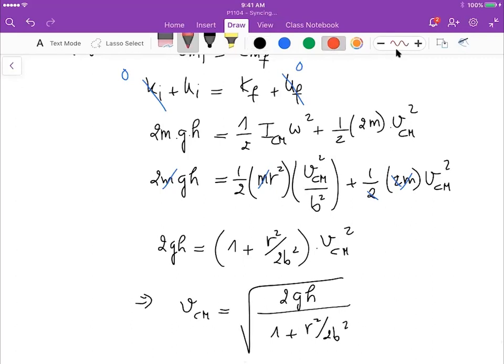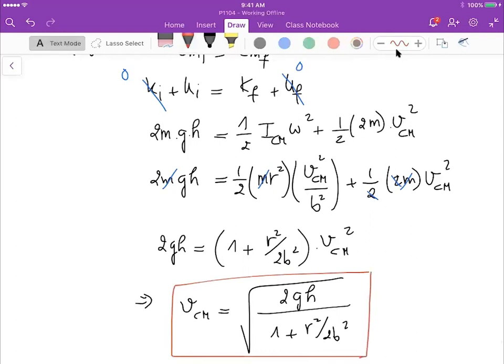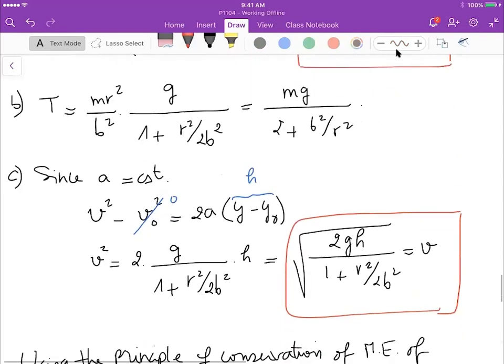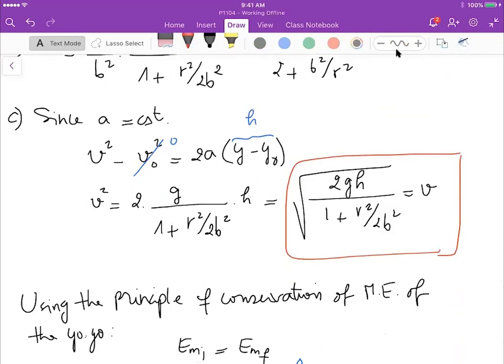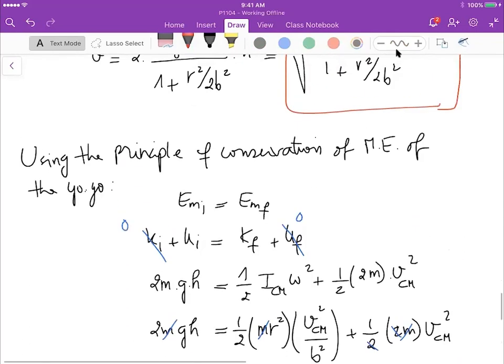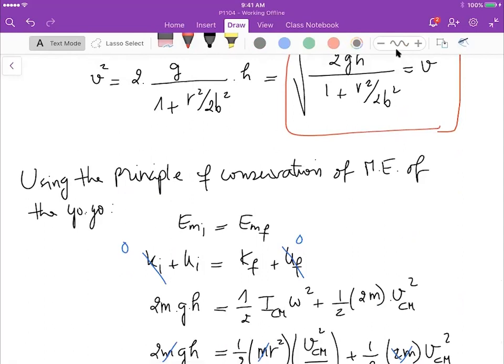And this would be the result, which is exactly the same as what we get from the kinematic equation that we used when a is equal to a constant. It's exactly the same result, and this is of course not surprising. We should have the same result at the end of the day. So this is it for the yo-yo.